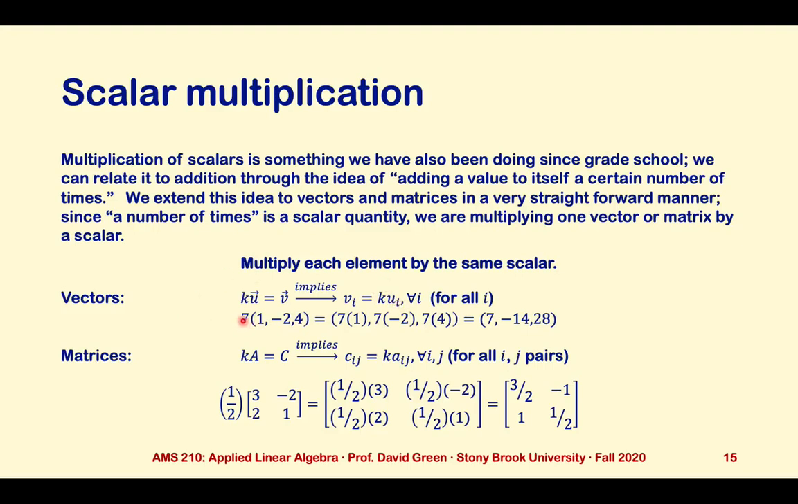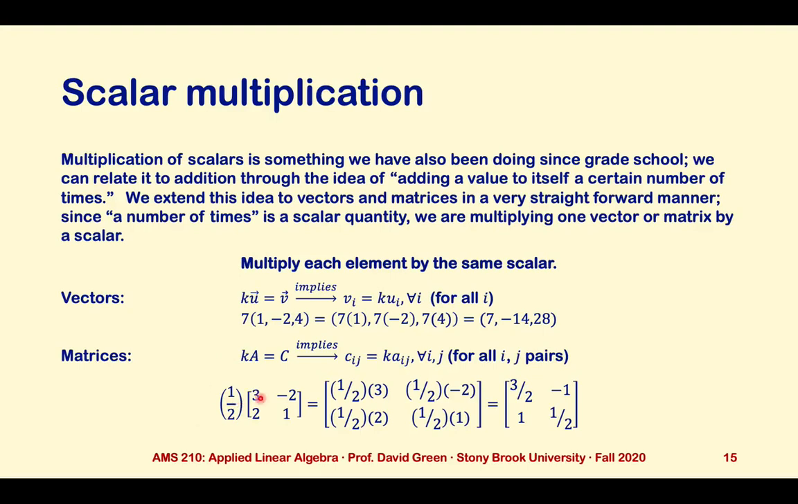So 7 times the vector 1, negative 2, 4 is 7 times 1, 7. 7 times negative 2, negative 14. 7 times 4, 28. Matrices follow exactly the same rule. Multiply every element by the same scalar.